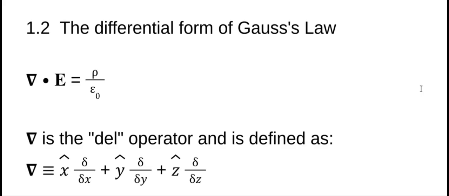Okay, we're still in chapter 1, but now we're into the differential form of Gauss's law, which is the del operator inner product with the electric field is equal to the density divided by the permittivity of free space. Okay, the del operator is defined in Cartesian coordinates as this. So it is the orthonormal basis of vectors, the product with the partial derivatives in whatever the coordinate system that you have. In this case, this is the Cartesian one.